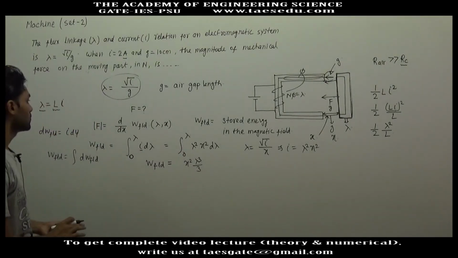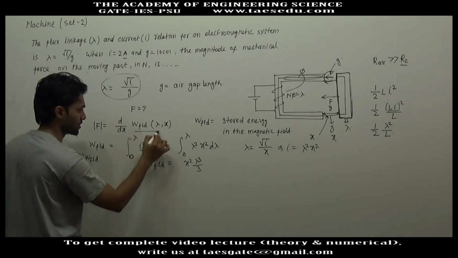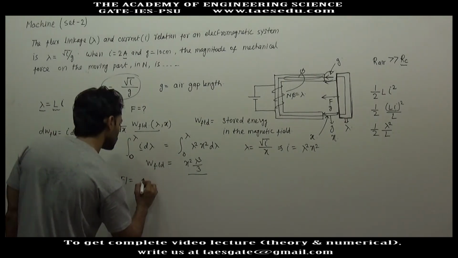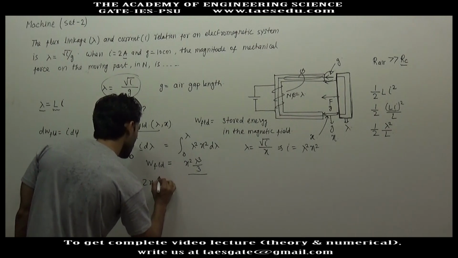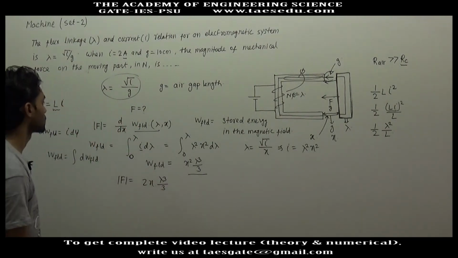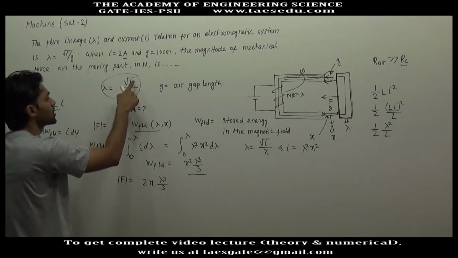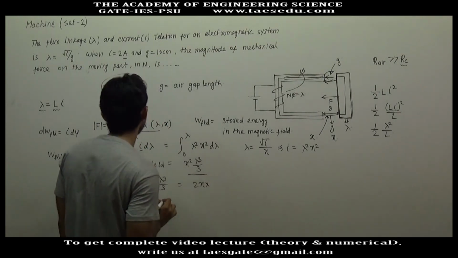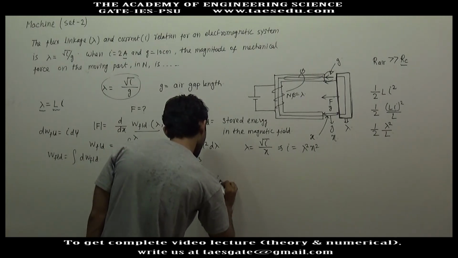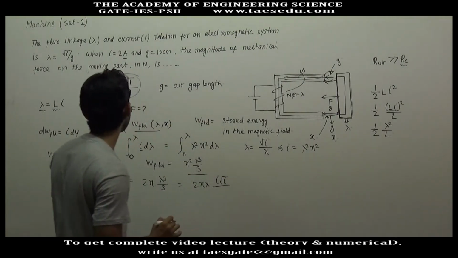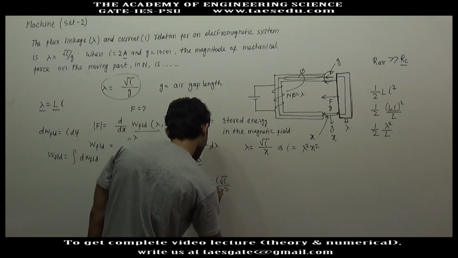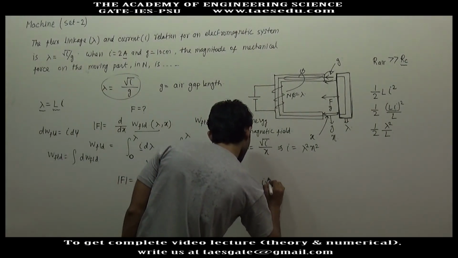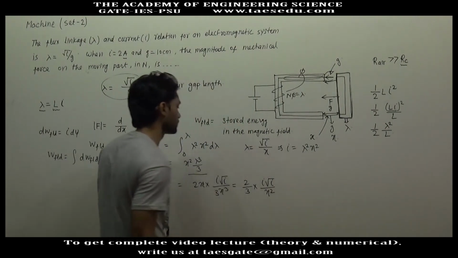Now the magnitude of force is the differentiation of stored energy, so we will differentiate it with respect to x. The magnitude of force will be 2x into lambda cubed divided by 3. Now lambda is equal to root I divided by x, so this will be 2x into I root I divided by x cubed. So this will be 2 by 3 into I root I divided by x squared.